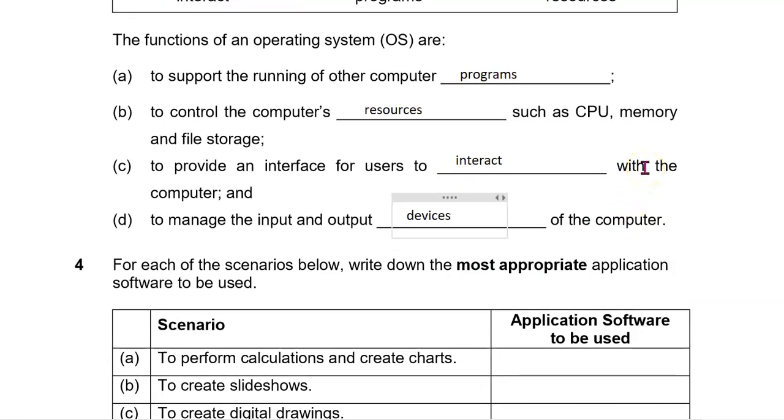Okay, question number 4. We are to write down the most appropriate application software to be used. Now, we are not asking for the name of the software. You do not need to know the name of the software. For software that we use in our subject CPA, you will need to know the name, but it is normally not asked in questions. So your answers should be a category of software.